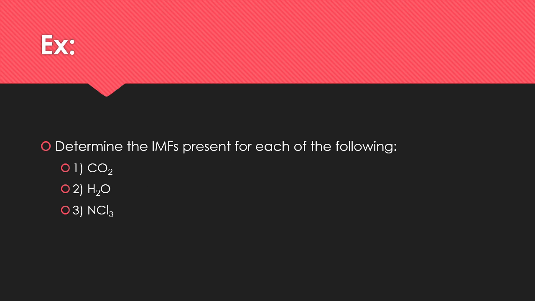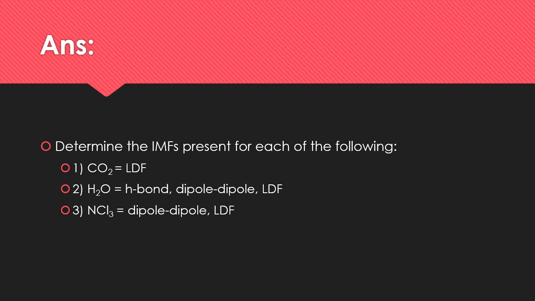So let's take a look at some example molecules. Determine the intermolecular forces present for the following: carbon dioxide, water, and nitrogen trichloride. You may want to construct Lewis structures in order to help you determine if these molecules are polar. Carbon dioxide is a non-polar molecule. It is linear shaped with the oxygens on opposite sides. Therefore, since it is nonpolar, carbon dioxide only has London dispersion forces.